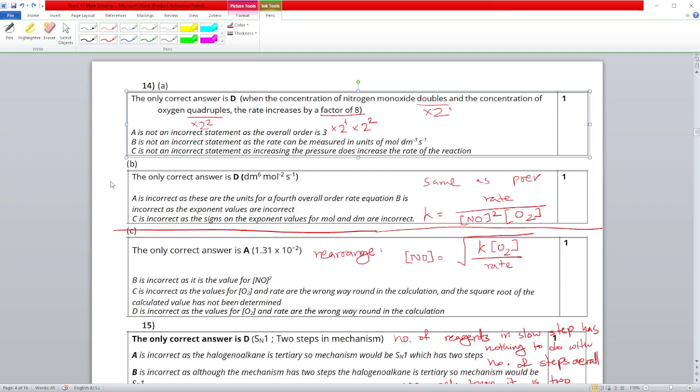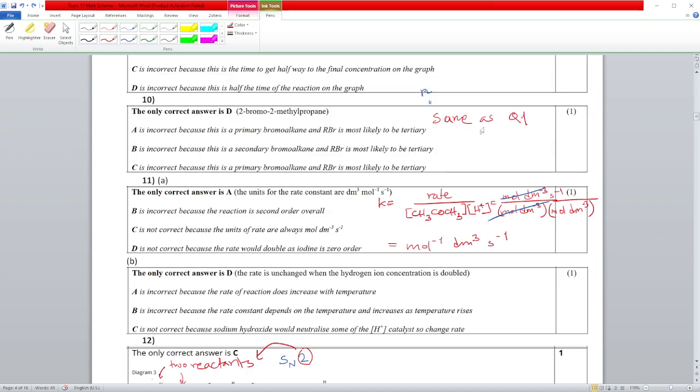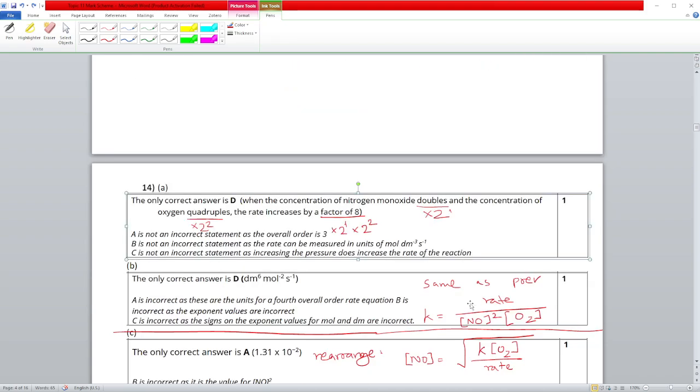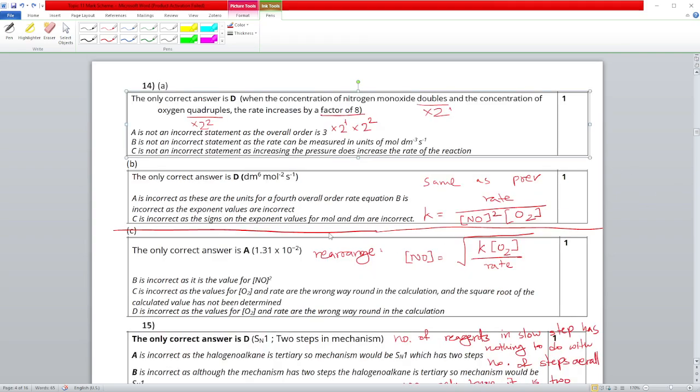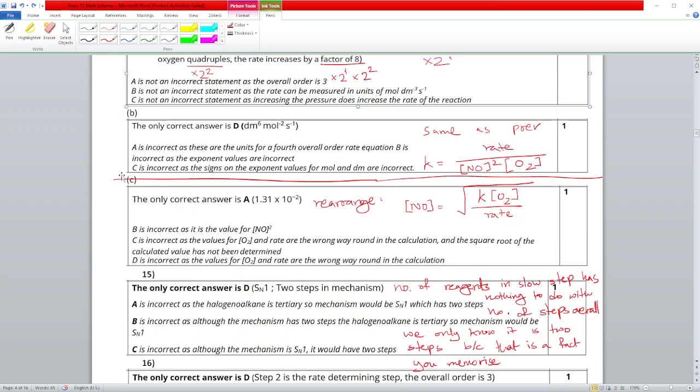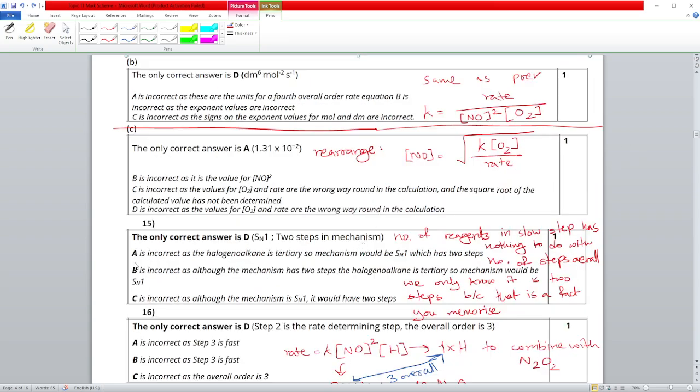Same as previous, same as this one. Write out the k is equal to whatever, and then you cancel out the symbols, and that's how you get this. Number C, the only correct answer is A. This one's also hopefully pretty straightforward. You're just rearranging to make NO the subject. Don't forget the square root. They do try to bamboozle you by giving you an option where they don't do the square root, so that's something to look out for.